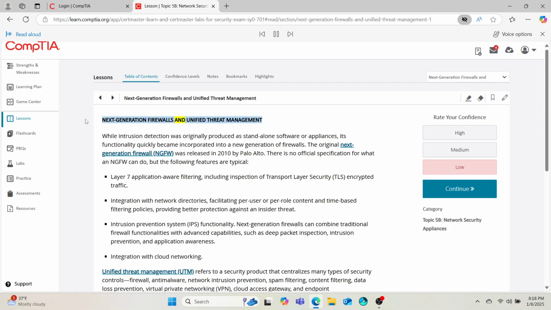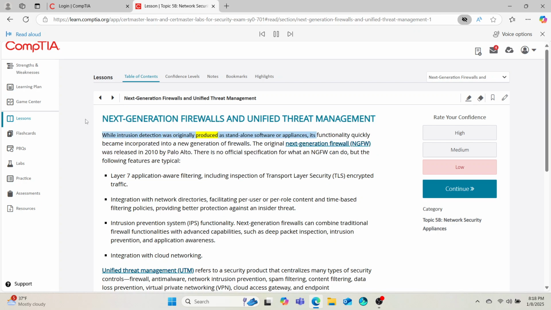Next-generation firewalls, and unified threat management. While intrusion detection was originally produced as standalone software or appliances, its functionality quickly became incorporated into a new generation of firewalls. The original next-generation firewall, NGFW, was released in 2010 by Palo Alto. There is no official specification for what an NGFW can do, but the following features are typical.